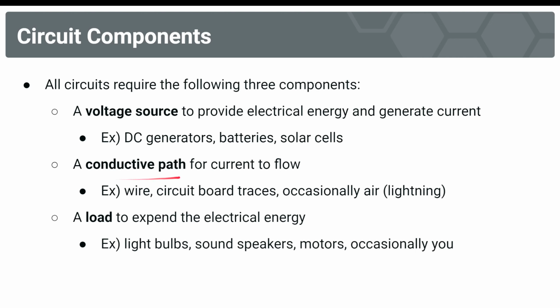We also need a conductive path to flow. Those red copper wires were our conductive path between the components. And within the components, there was also a conductive path. And that's where the current flowed. We had the wire. Take, for example, circuit board traces. Those are conductive. We'll talk about what circuit boards are later. And occasionally, air. Take, for example, lightning. Electrons can flow through air.